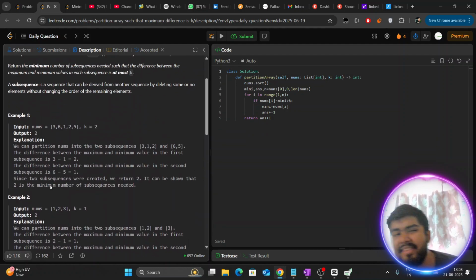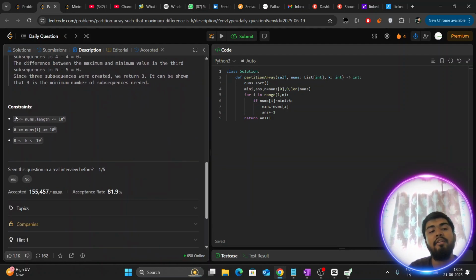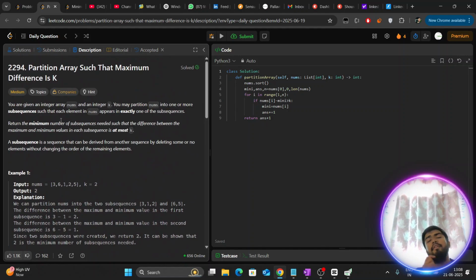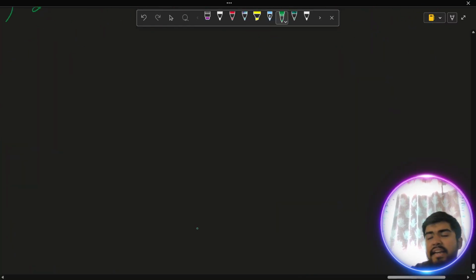I think the problem is very straightforward, and on constraints it is 10 raised to the power 5. So you definitely have to think of big O of n log n or big O of n kind of solutions to get accepted. I am just going to make a note, but there is no note needed at all.